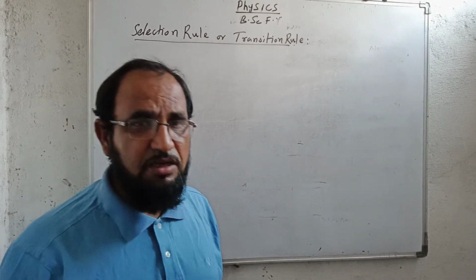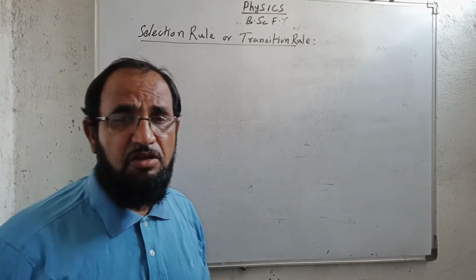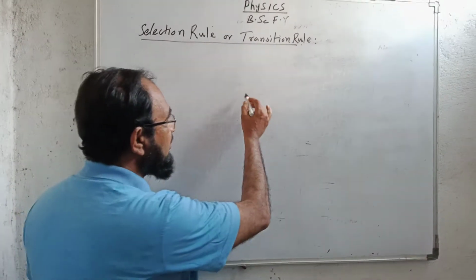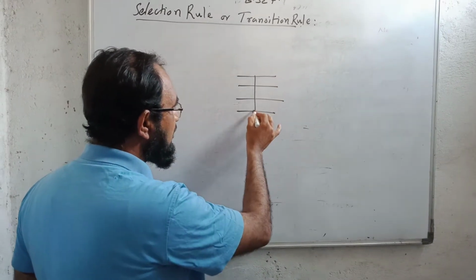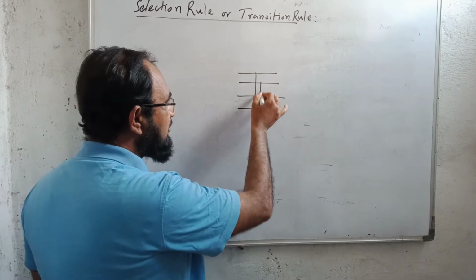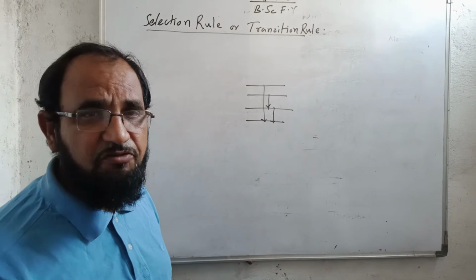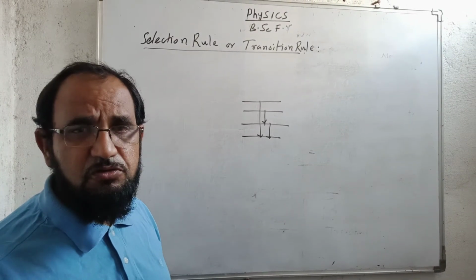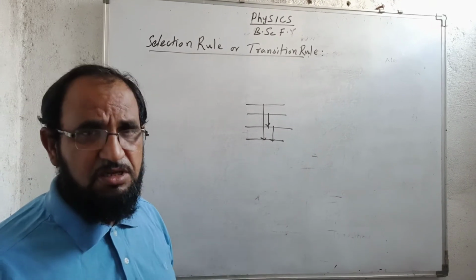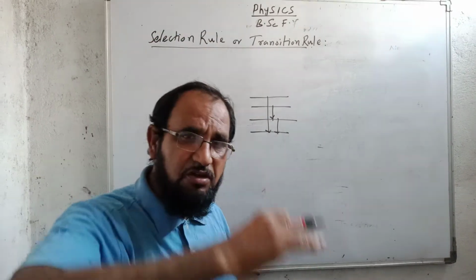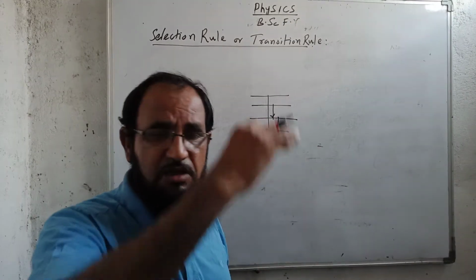My today's topic is the selection rule, or the transition rule. Now we know that when an electron jumps from the higher to the lower orbit or from the lower to the higher orbit, it should follow certain rules. Those rules are called the selection rules or the transition rules. Electron may jump from higher to the first orbit, or when it gains energy it may jump from the lower to the higher orbits.